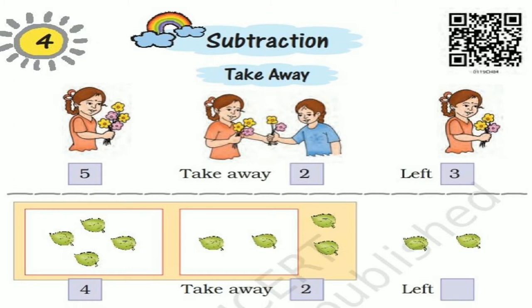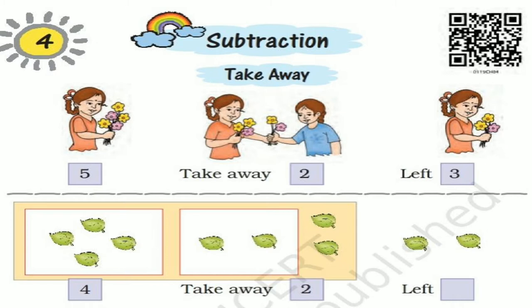In the picture you can see the girl is having 5 flowers, 3 yellow flowers and 2 pink flowers. So total the girl has 5 flowers. If the girl gives 2 flowers to her friend, then how many flowers will be remaining with the girl? 5 minus 2, that is 3. If 2 flowers are taken away from 5, the remaining will be 3. Let us look at the next box.